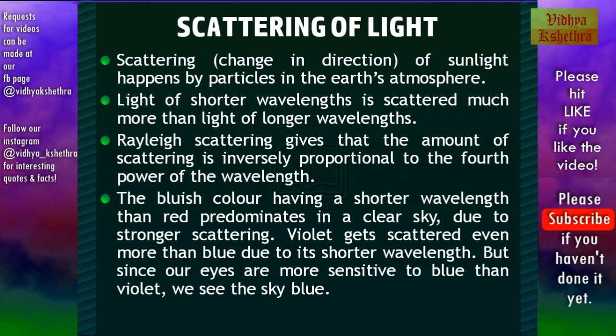Now we can explain why the sky appears blue. The bluish color, having a shorter wavelength than red, predominates in a clear sky due to stronger scattering. Violet also gets scattered even more than blue due to its shorter wavelength. But since our eyes are more sensitive to blue than violet, we see the sky as blue.